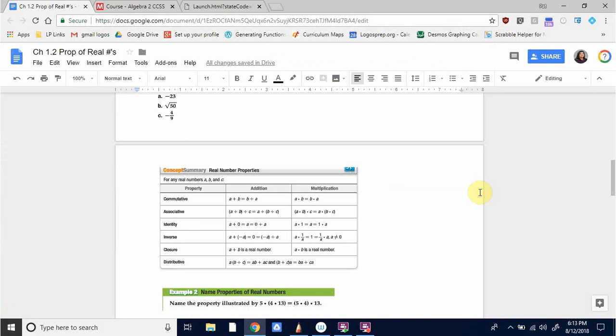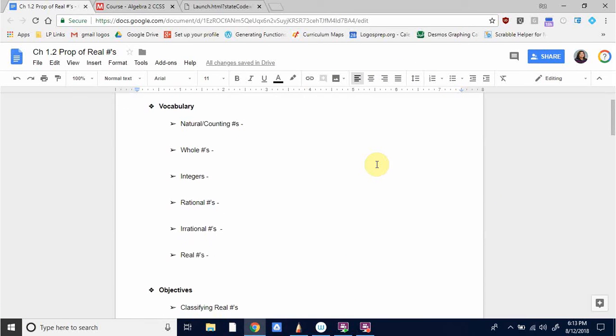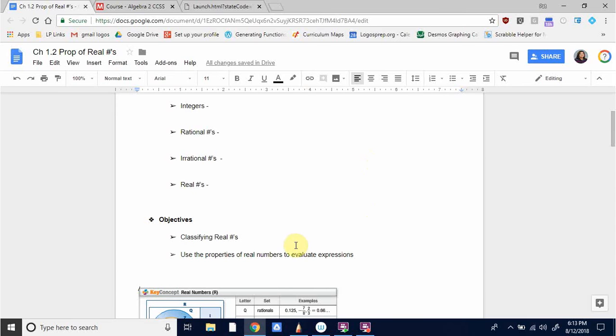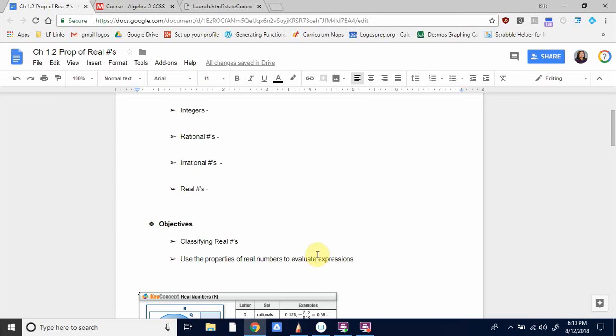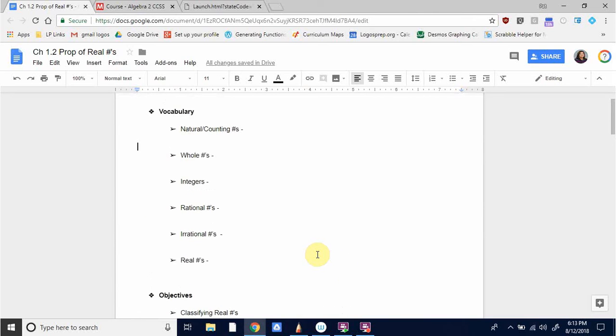So if we look at our video worksheet, note sheet, take it out. Our vocabulary is all of real numbers and classifying them. Our objectives are classifying real numbers and using the properties of real numbers to evaluate expressions. Now remember, we learned what an expression was in section 1.1. So let's just go quickly and do a refresher. This should all be just a review for you.